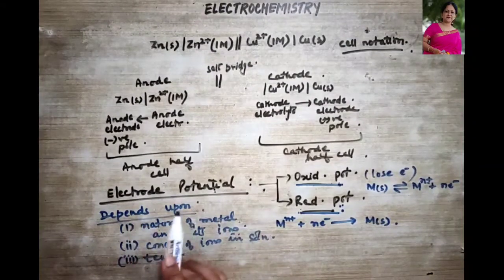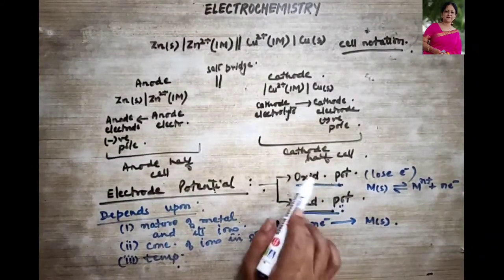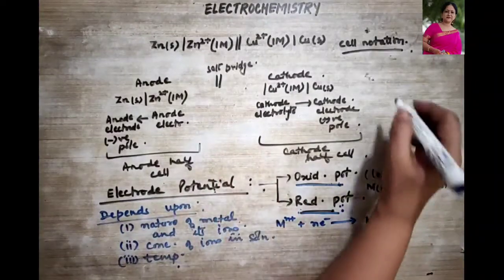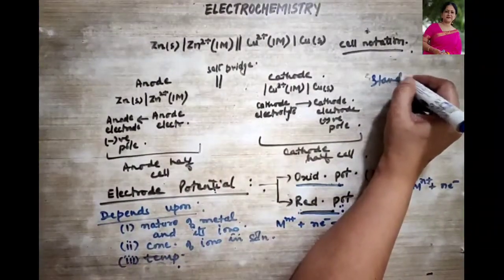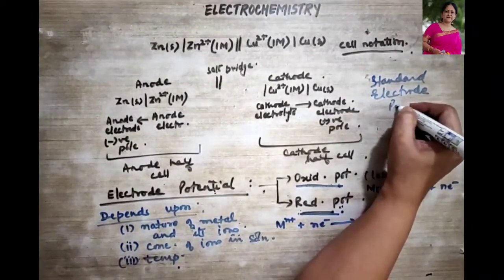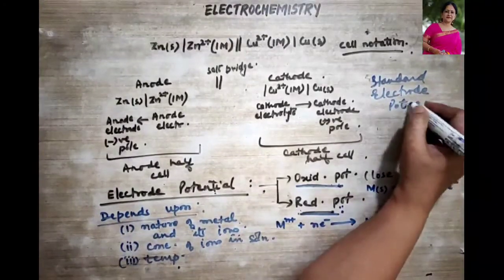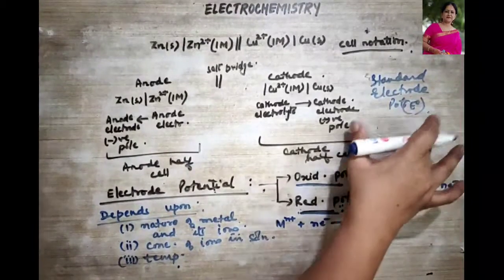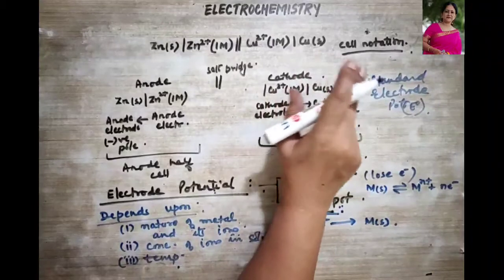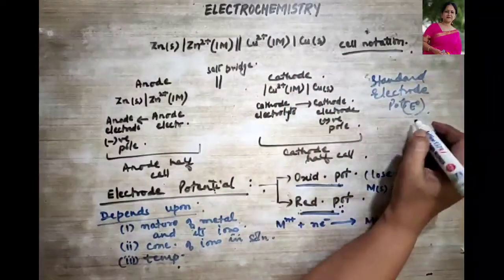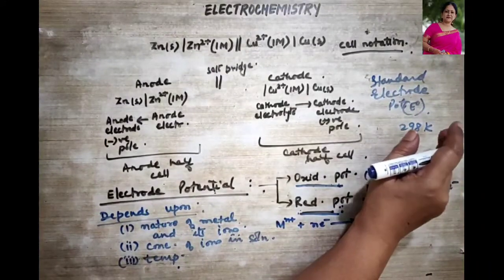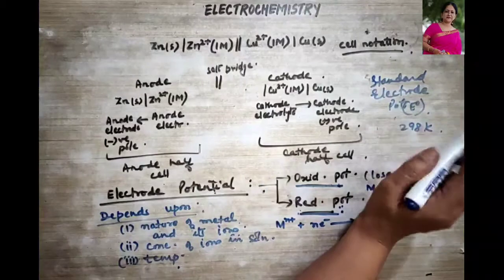Now, I was using one name over here, standard electrode potential. Now, what do we mean by standard electrode potential? The standard electrode potential is given like this, E naught, right? So if in the half cell the metal rod is suspended in its 1 molar solution and the temperature is kept as 298 Kelvin, then the electrode potential is termed as your standard electrode potential.